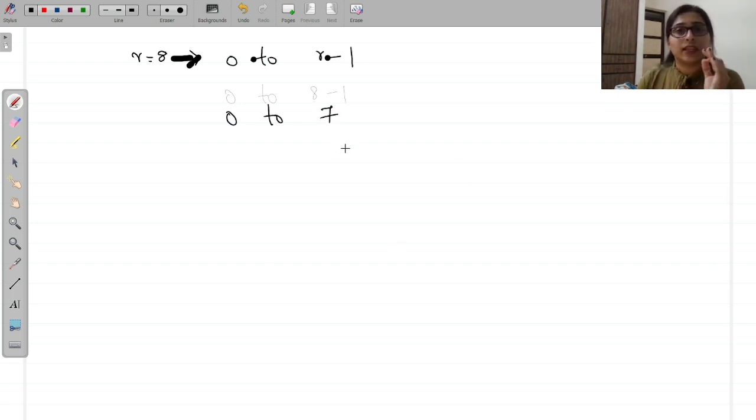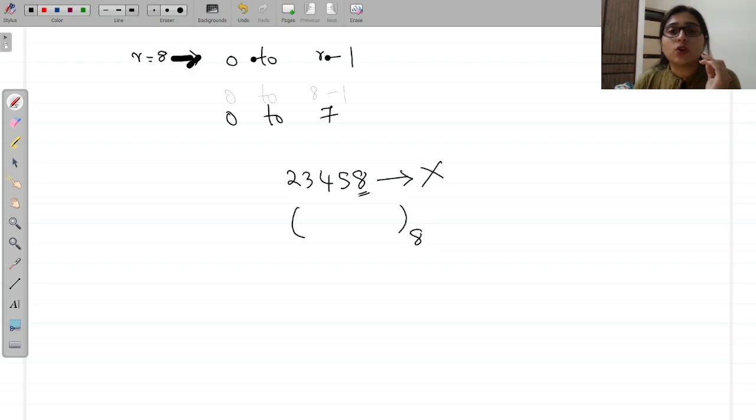0 to 7. That means if you see a number like 2, 3, 4, 5, 8, obviously this is not an octal number. Why? Because this consists of a digit which is 8. So any number, to be an octal number, should contain digits less than 8. So it can be 2, 3, 4, 5, 7. This is an octal number, but 2, 3, 4, 5, 8 is not an octal number because it consists of 8.